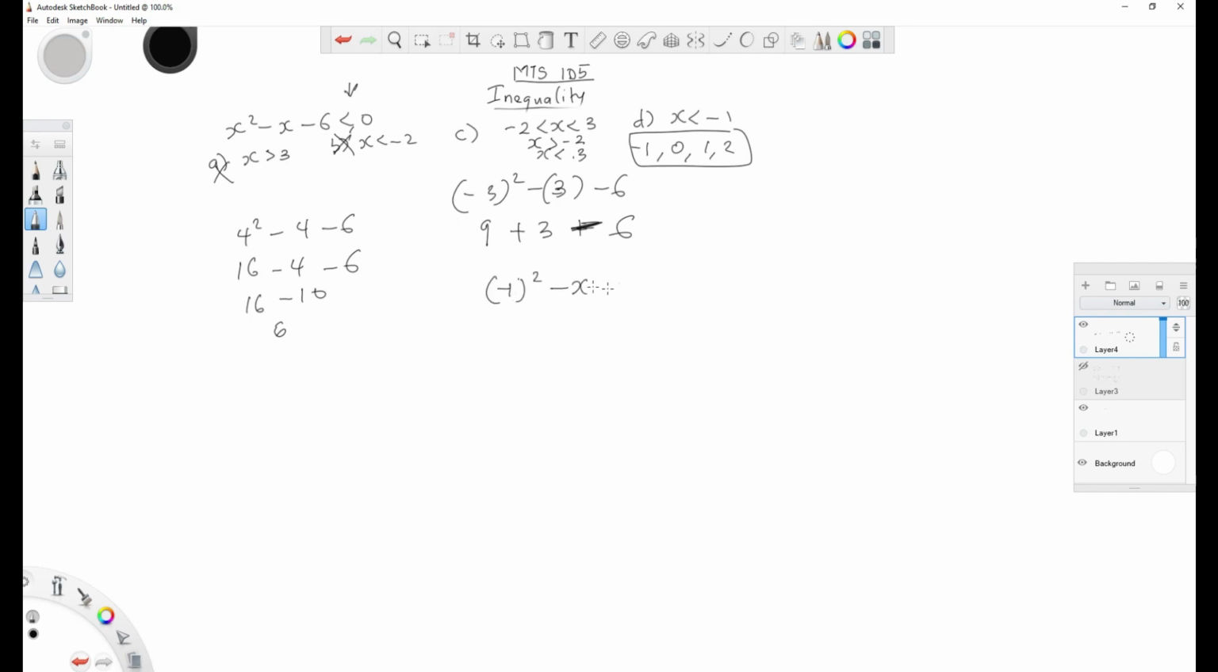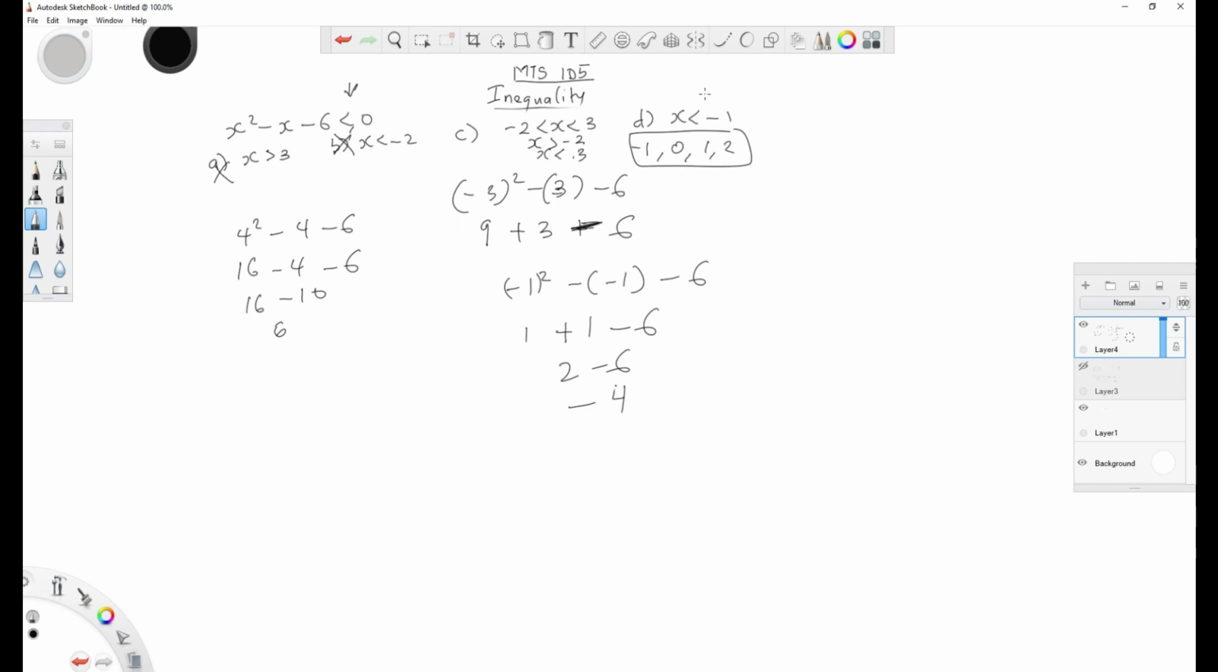Minus 1 square minus 1 minus 6. Now let's see if it is less than 0. Minus 1 square is 1. This is plus 1 minus 6. This is 2 minus 6. This is minus, and it's definitely less than 0. This is minus 4. It's less than 0.